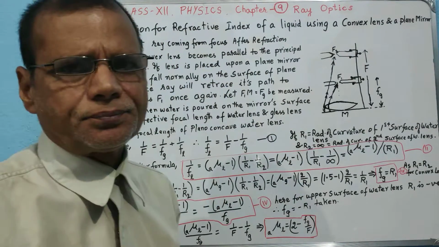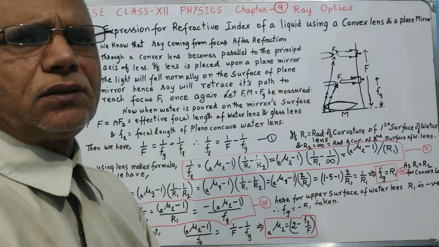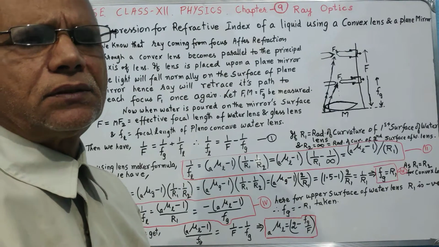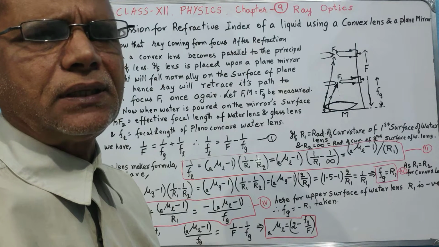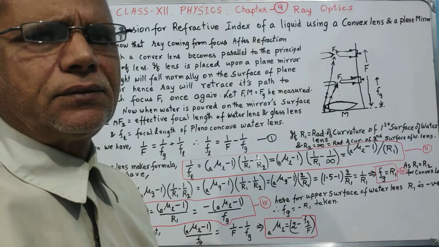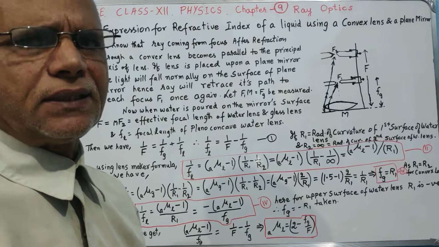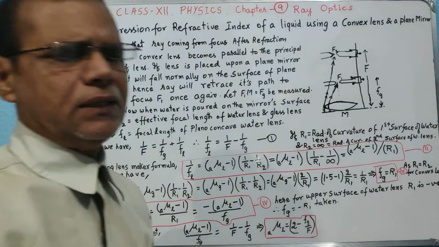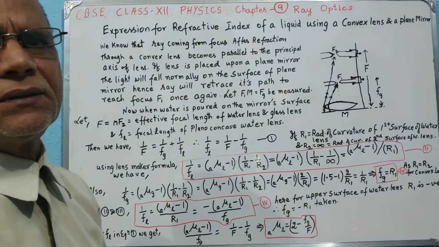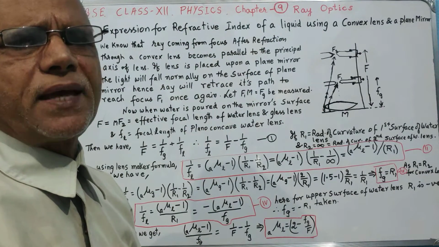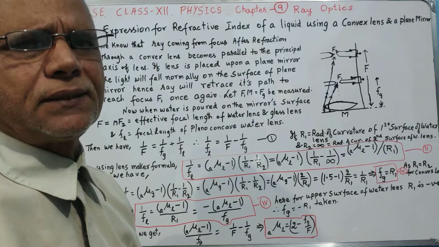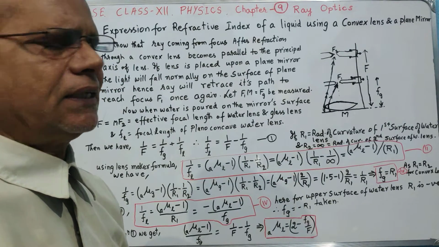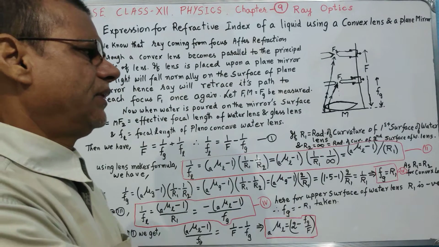Dear students, today we are going to derive an expression for the refractive index of a liquid. Say, for example, we have taken water with respect to air, and this expression we will derive by using a convex lens and a plane mirror. How we are going to set up the experimental arrangement is shown in the figure.